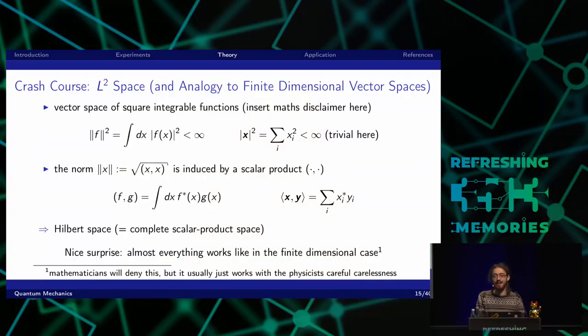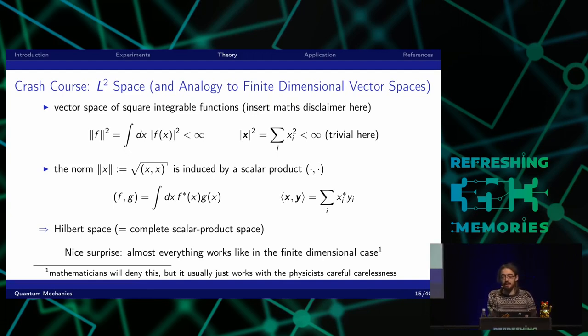L2 spaces are, in a way, an infinite dimensional extension of vector spaces. Instead of having just three directions, x, y, z, we have directions at each point of a function. So we have an analogy here. We have vectors which have three discrete components given by x with index i on the right side, and we have this function, and each component is the value of the function at one point along the axis x.